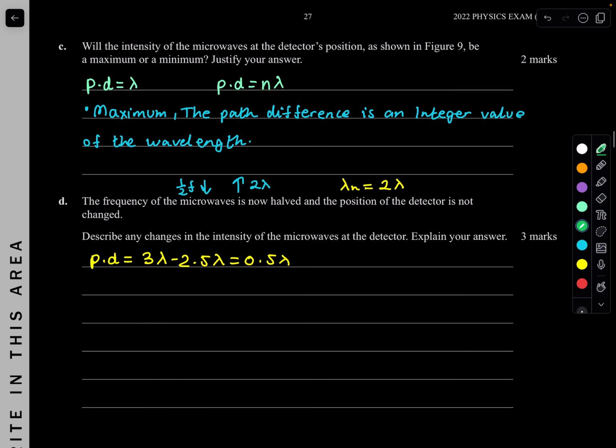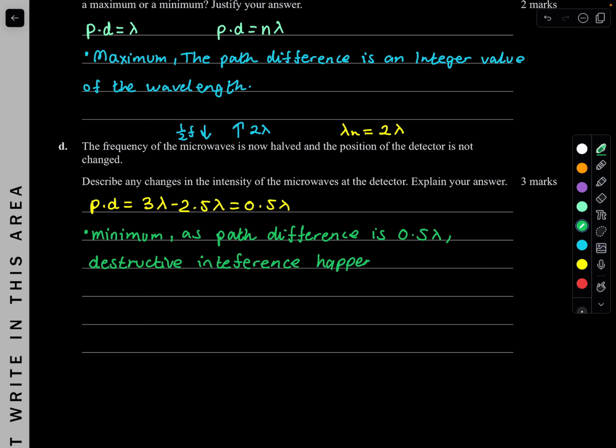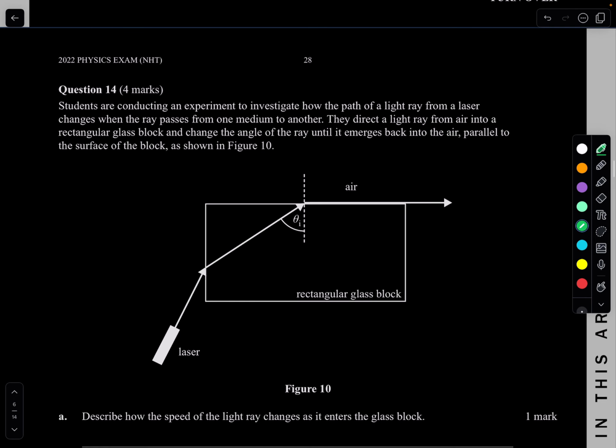Beautiful. This was a nice question actually. So basically, minimum as path difference is 0.5 of the wavelength. So destructive interference happens. Beautiful. Next question. Question 14.